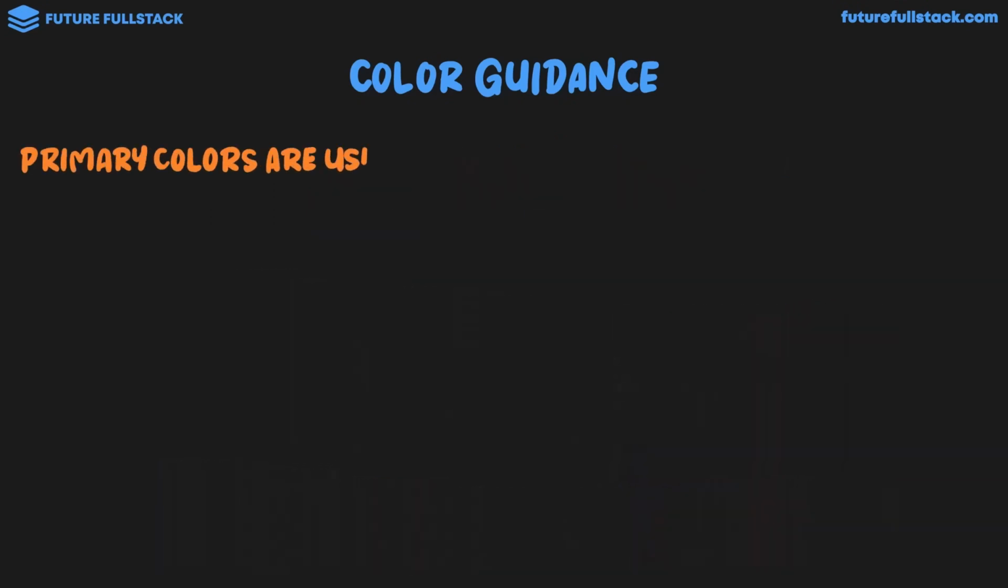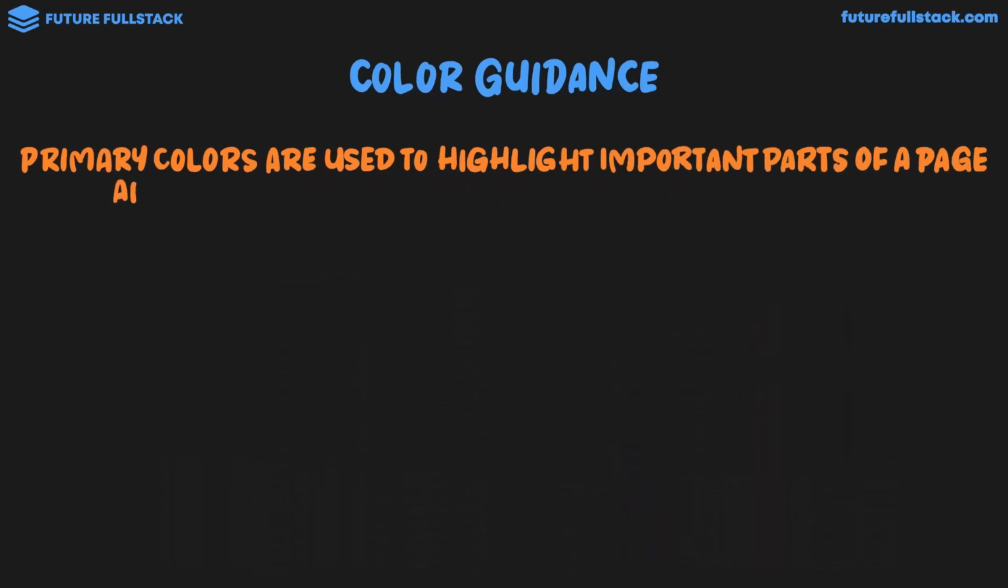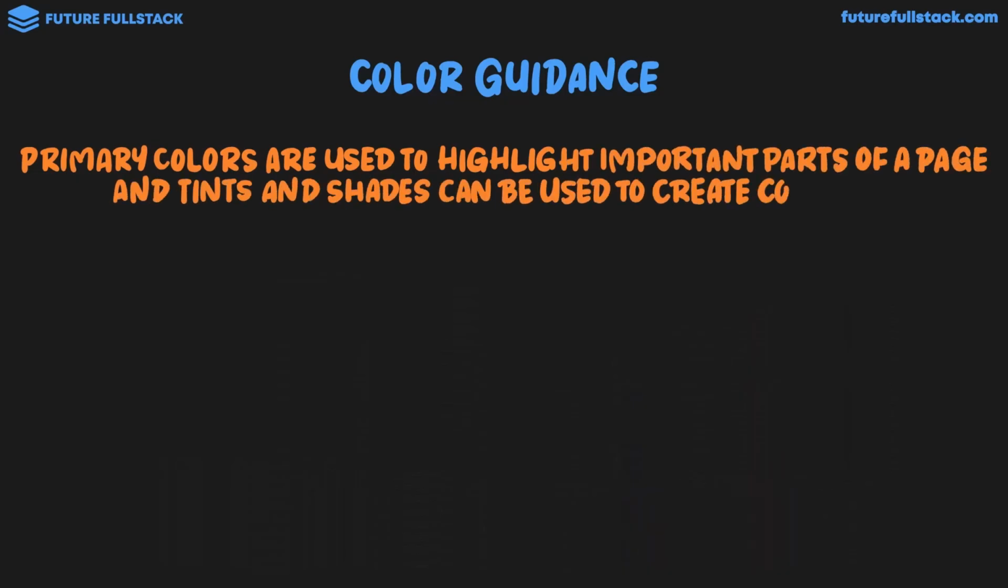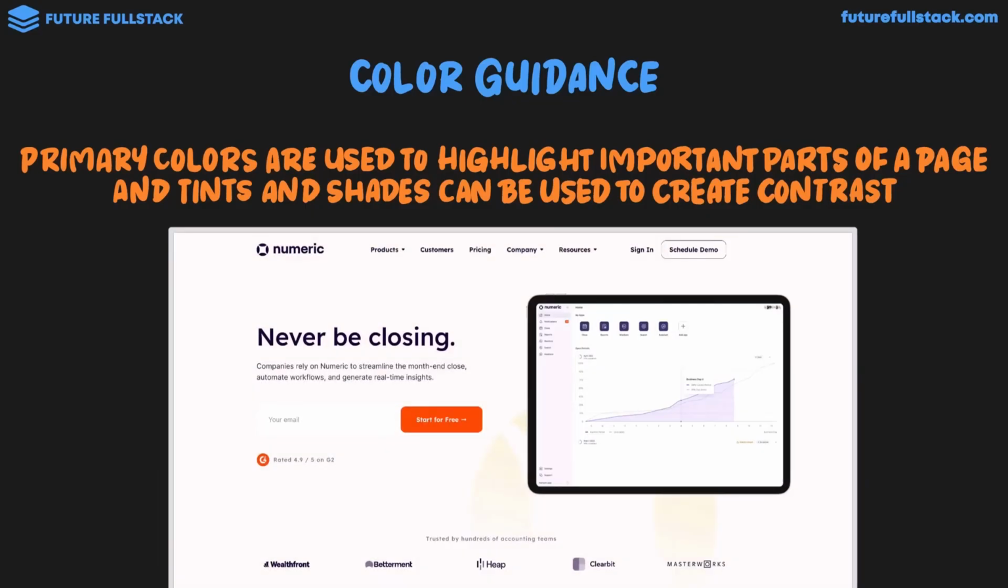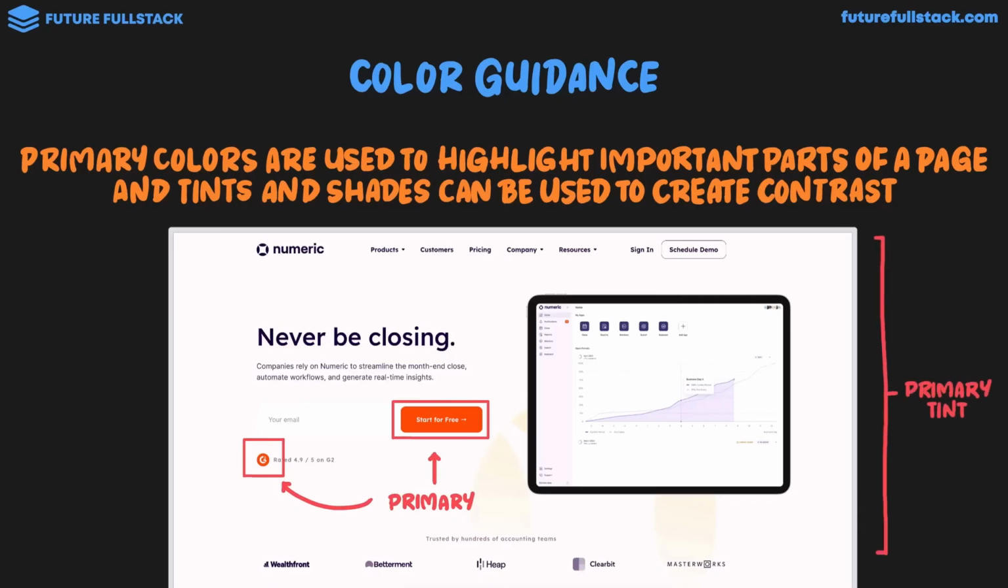Primary colors are used to highlight important parts of a page, and tints and shades can be used to create contrast. Here is the color palette we saw before being used on this page. You can see the call to action here, as well as this review icon, are in the primary color. They're the more important components of this page. You'll also notice the background color of the page is a lighter orange. It's the primary tint being used, which creates a nice contrast, but still maintains that consistency with the color palette.